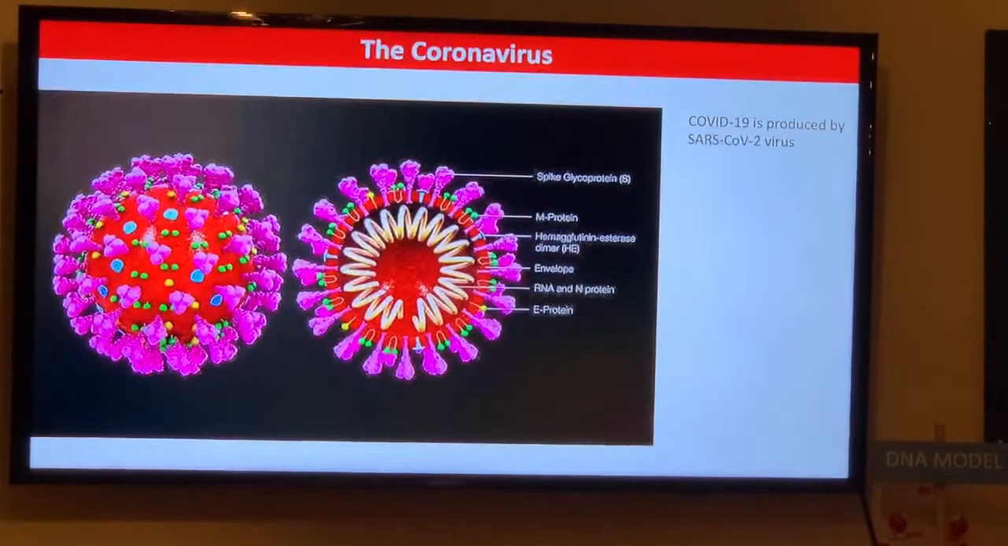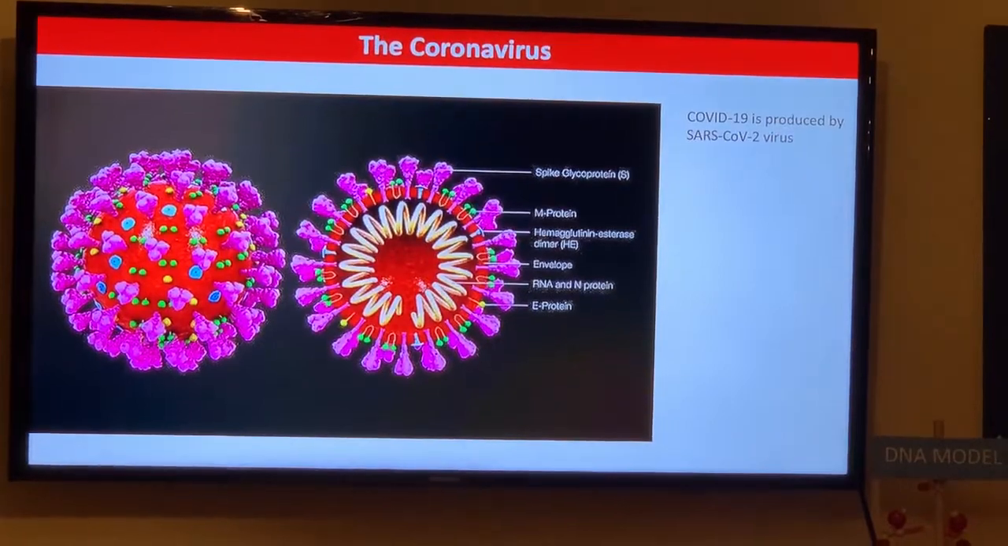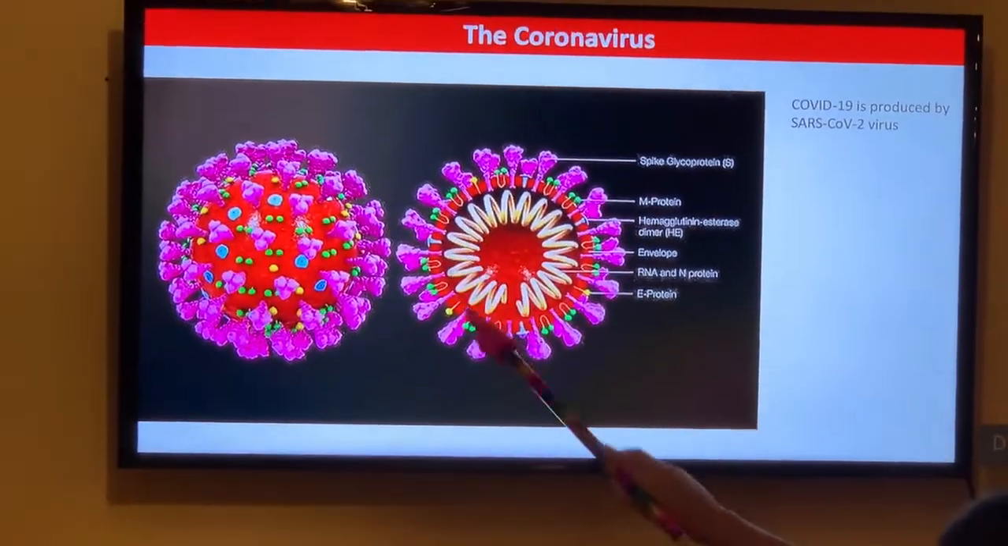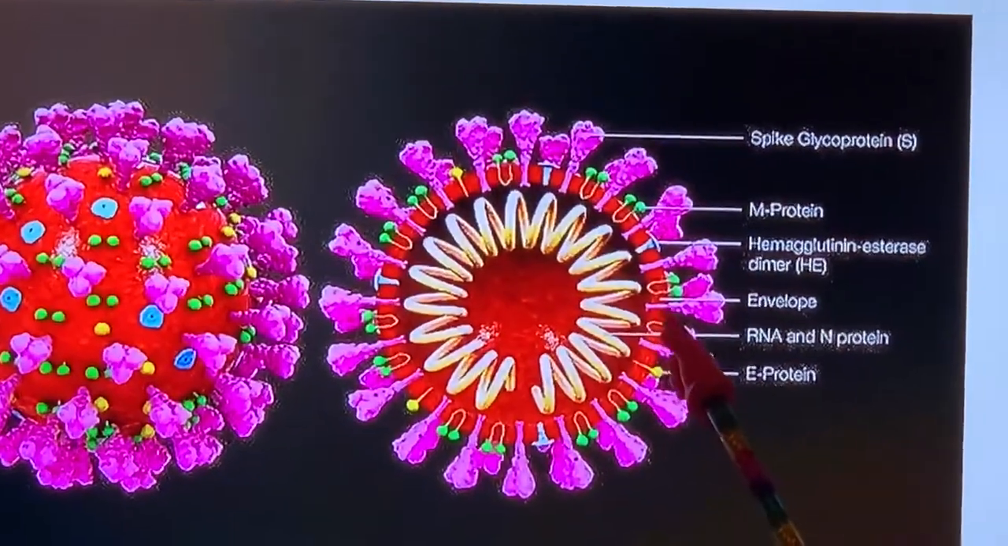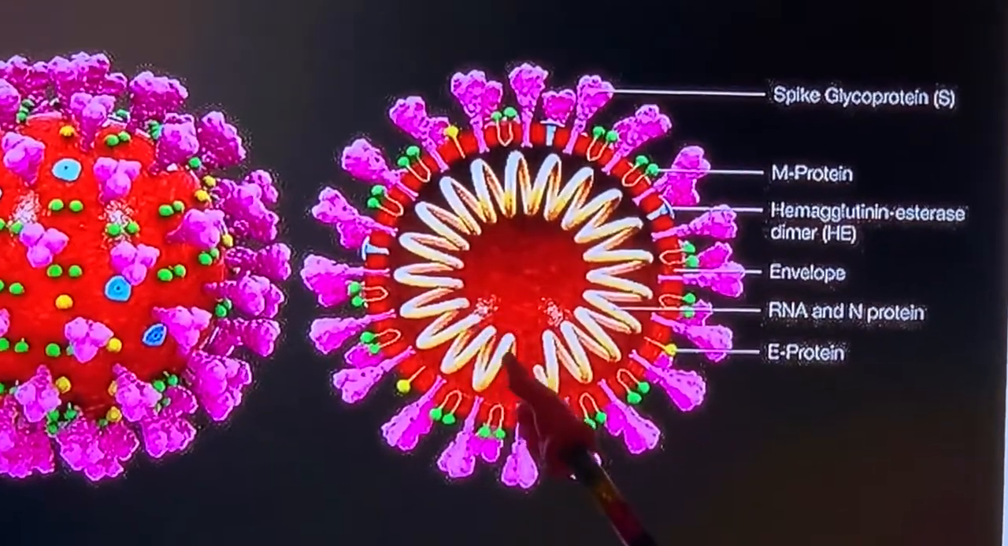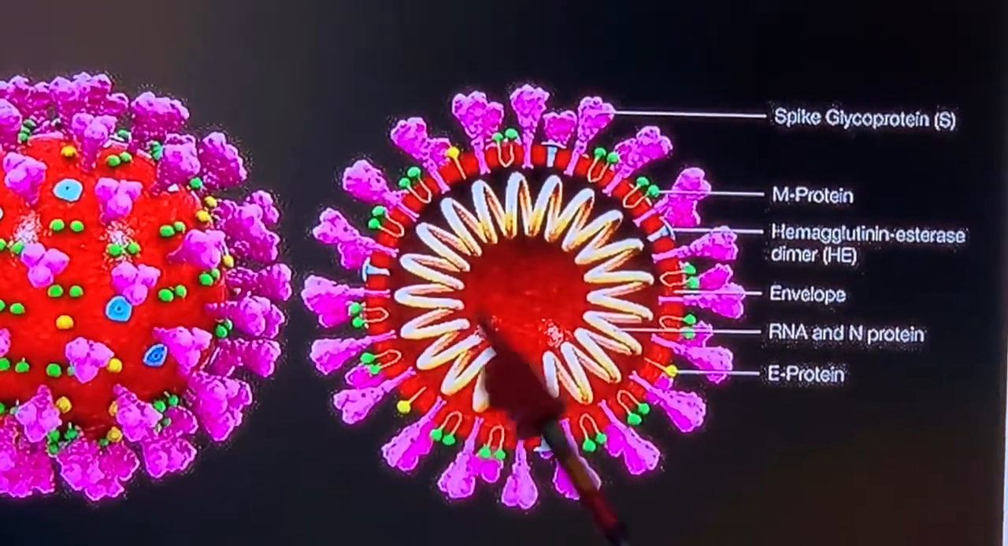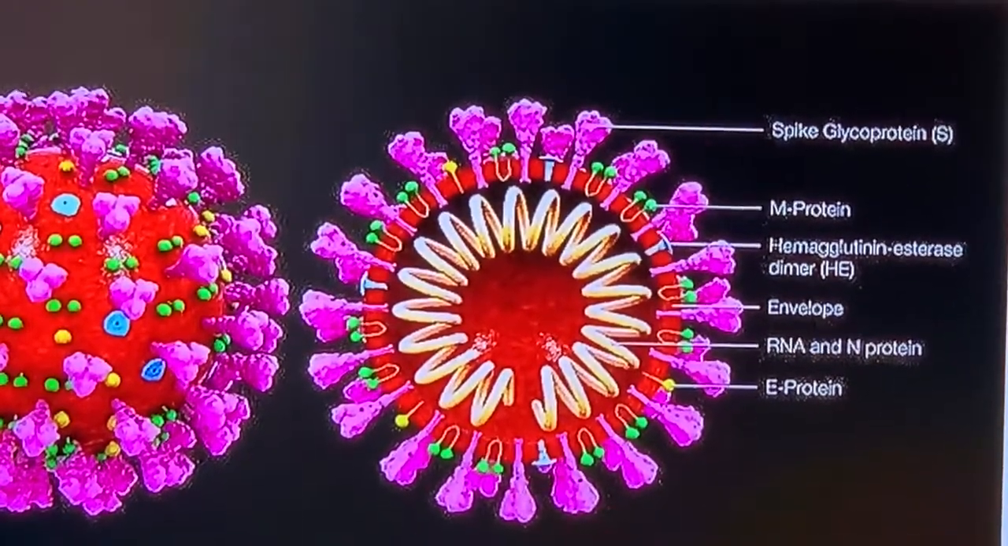Now this is the coronavirus structure. The red over here is the protein box. This is the RNA, and all of these are the proteins.